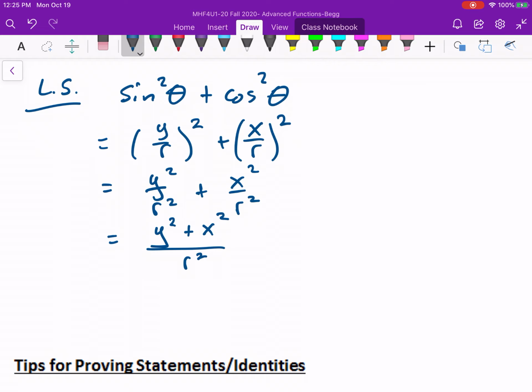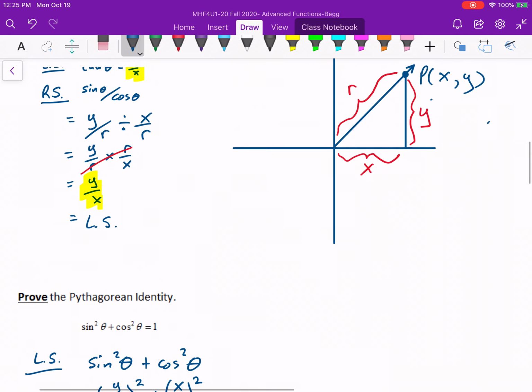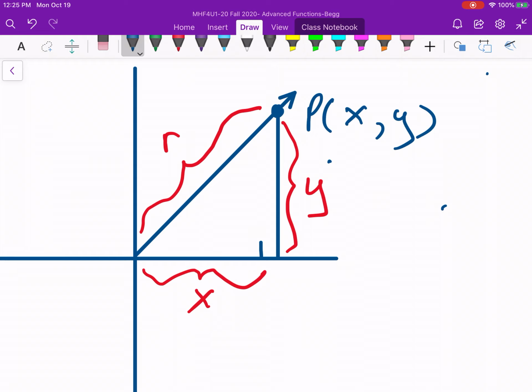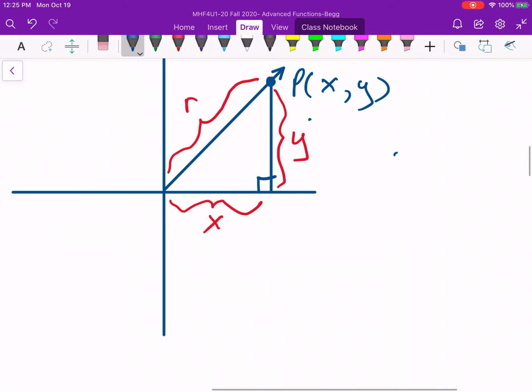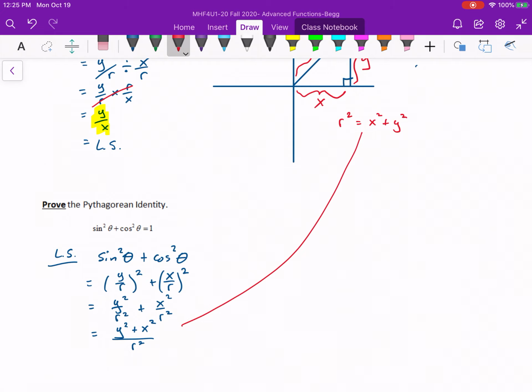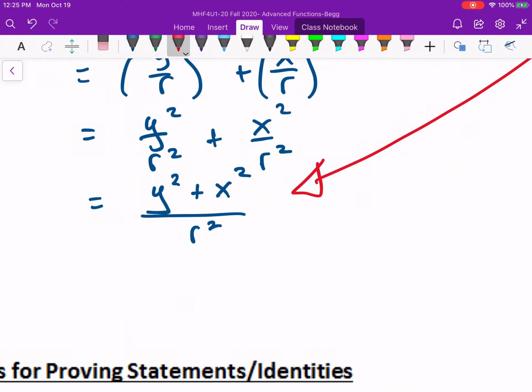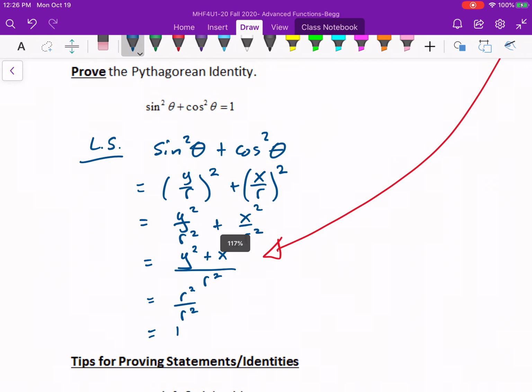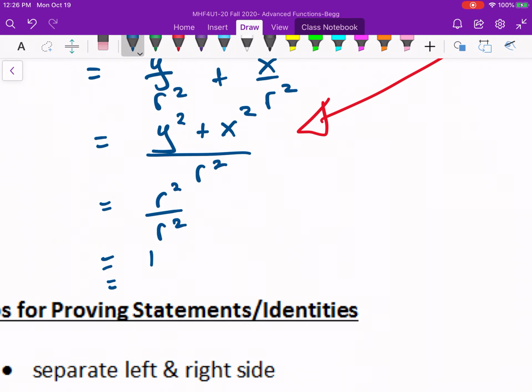But we also know, using the Pythagorean theorem, if we go back to this triangle here, this is a right triangle. So we know that in this triangle, r squared is equal to x squared plus y squared, and therefore x squared plus y squared, or as I've got it written, y squared plus x squared, order doesn't matter, must be equal to r squared. So I can replace y squared plus x squared with r squared. So now I've got r squared over r squared. Anything divided by itself equals 1, and we've just shown that sine squared theta plus cos squared theta equals 1.